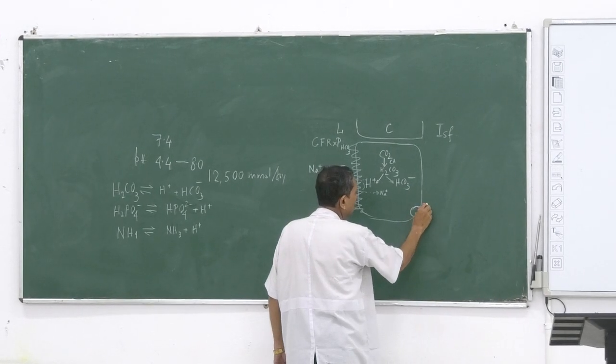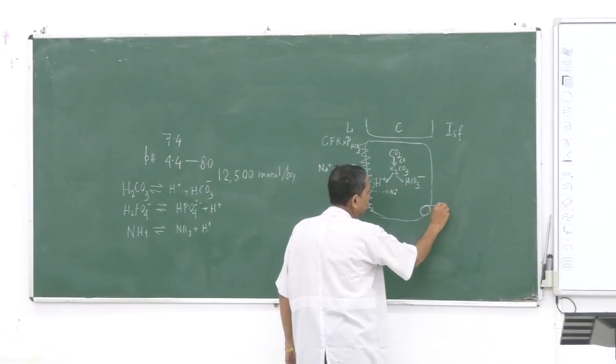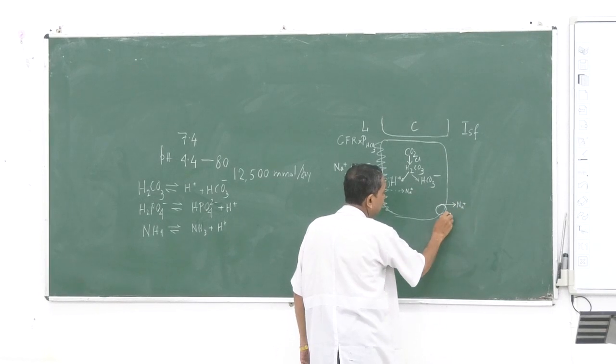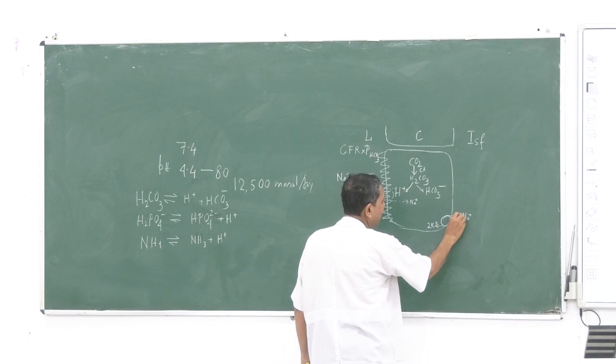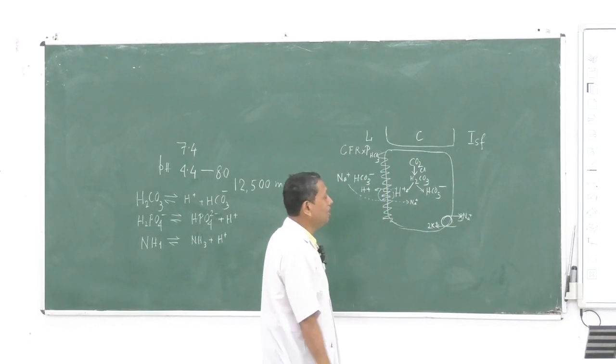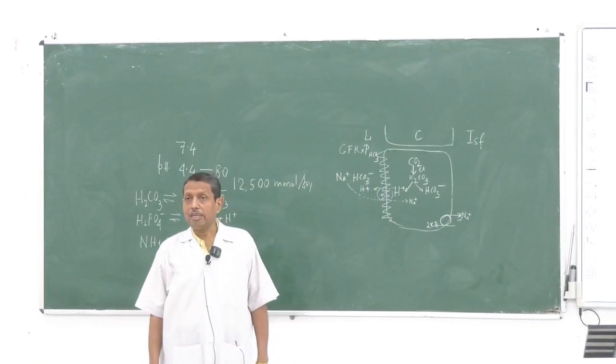Pump sodium out of the cell in exchange of potassium. 2 potassium and 3 sodium. You know the sodium potassium ATPase.